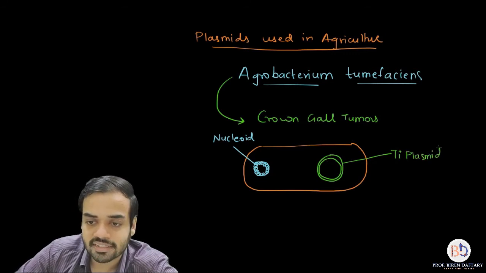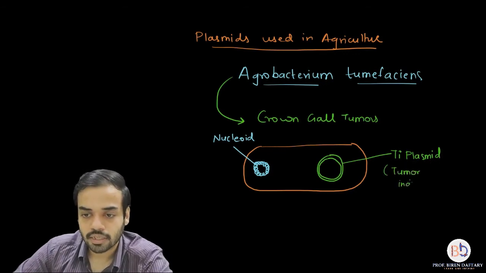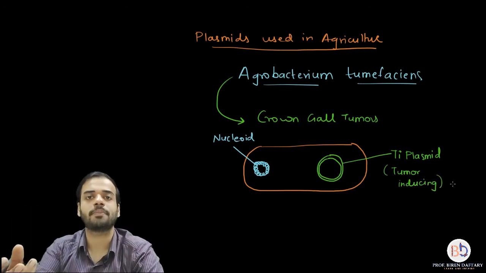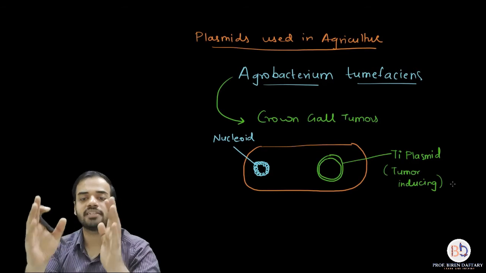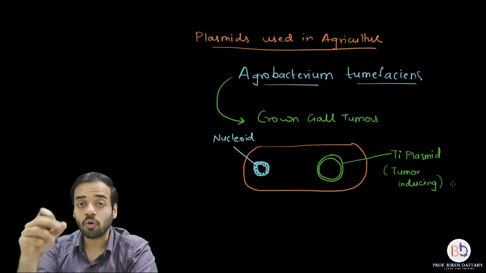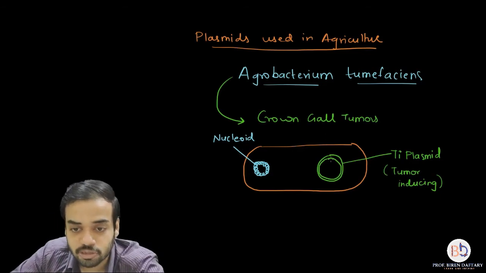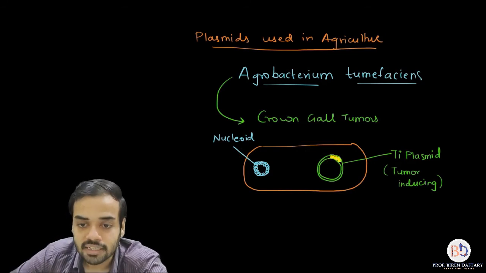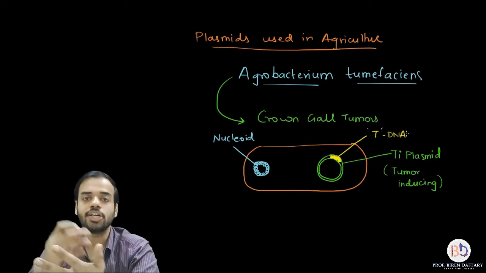Now why is it called the Ti plasmid? Because Ti stands for tumor inducing plasmid, because this Agrobacterium is causing tumors to grow on plants, and those tumors are caused by this plasmid. That is why it is called the Ti plasmid. It is naturally present in the Agrobacterium. Is this clear? Now what is causing the tumors to grow? This Ti plasmid has a specialized gene. I am going to show it with yellow color. This yellow colored area has a gene called T-DNA, tumor inducing DNA.